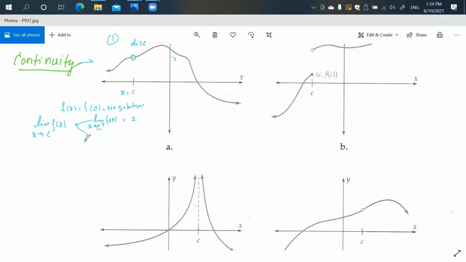And then you lead the limit from the left-hand side, so x equals c negative. Don't forget the negative here. Then from the left-hand side, you lead up to here, and you meet this point, right? Even though it's an open dot, it's equal to what? The same thing, equal to 2. So in this case, the limit from the left and from the right are equal, correct?